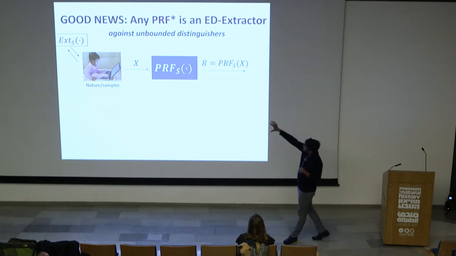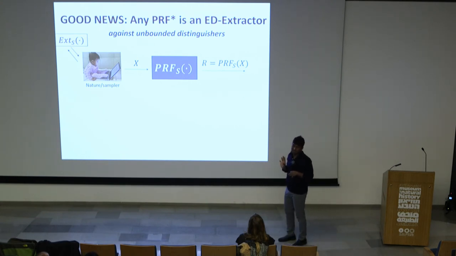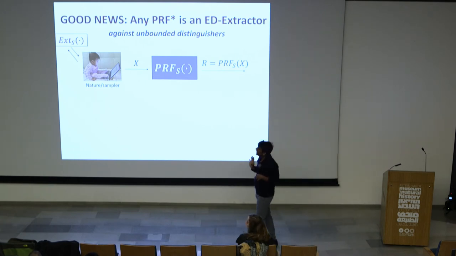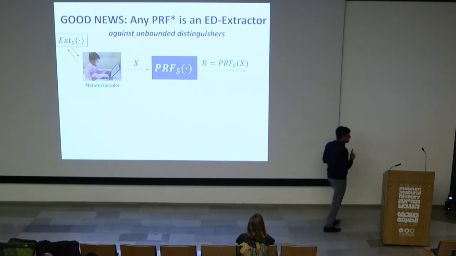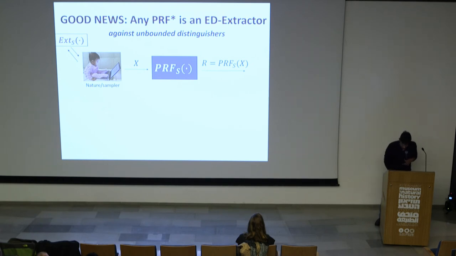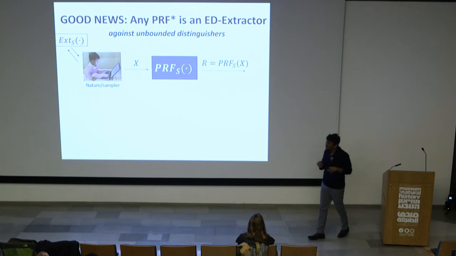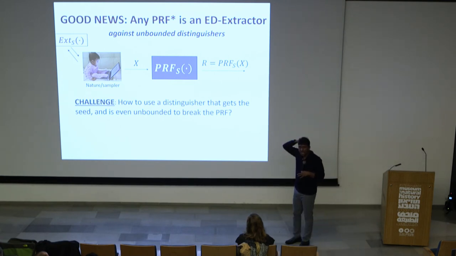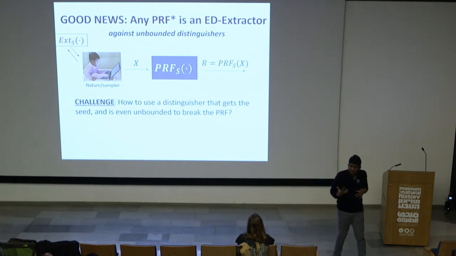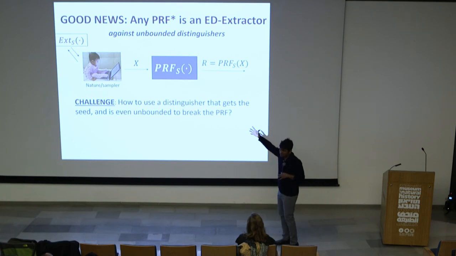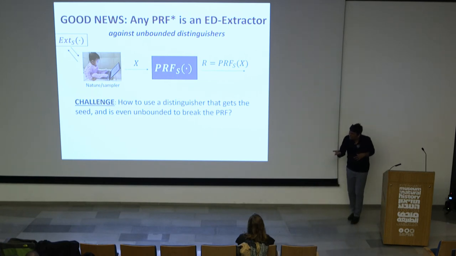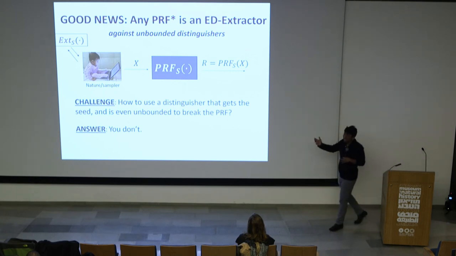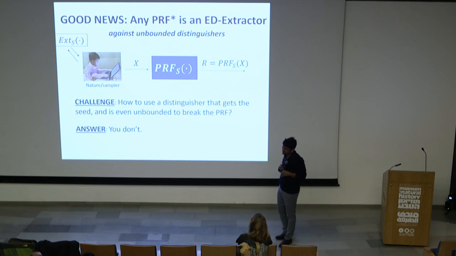Good. So the theorem is that this construction is an ED extractor, even against unbounded distinguishers. And really, at the end of the day, the challenge is that I want to show a reduction which takes a distinguisher for this extractor construction and turns it into an attack for the PRF. But the distinguisher is unbounded. So what gives? I can't possibly use the distinguisher. So how do you use the distinguisher? And the answer is you don't. There's no possible way to use the distinguisher, and you don't use it.